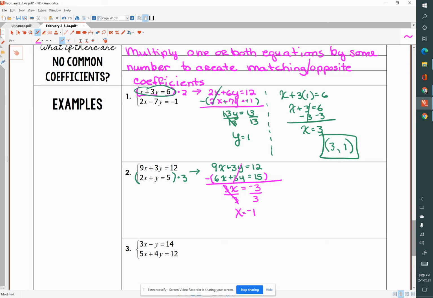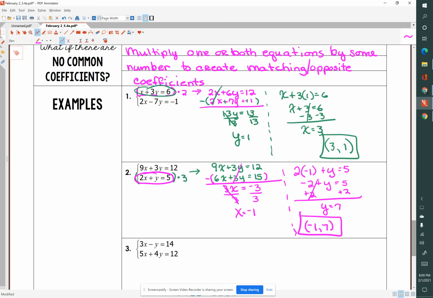And I'll take the -1 and I'm going to use this second equation. It doesn't matter which one you use, but I always say smaller numbers are better numbers. Let's make it easy. So we have solved for x, so now we're going to solve for y. So 2 times -1 plus y equals 5. -2 plus y equals 5. Add 2 to both sides, and y equals 7. And the solution to this equation is -1, 7.